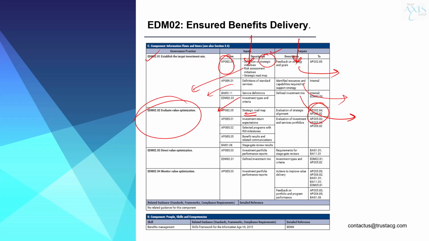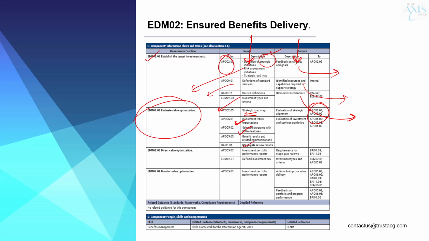From an IT standpoint, from the enterprise management or the executive management within the enterprise, you will also need the investment return expectations in terms of if you are investing $1, how much you are targeting as a return from it. What are the milestones for return on investments? And the benefit realization reports are also something that you would need. You would also need what you would call stage gate review results from the projects and programs that are operating within the enterprise as well.